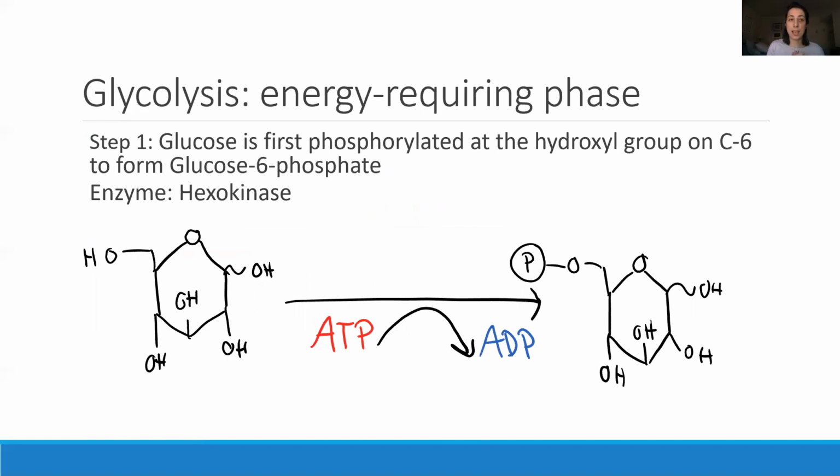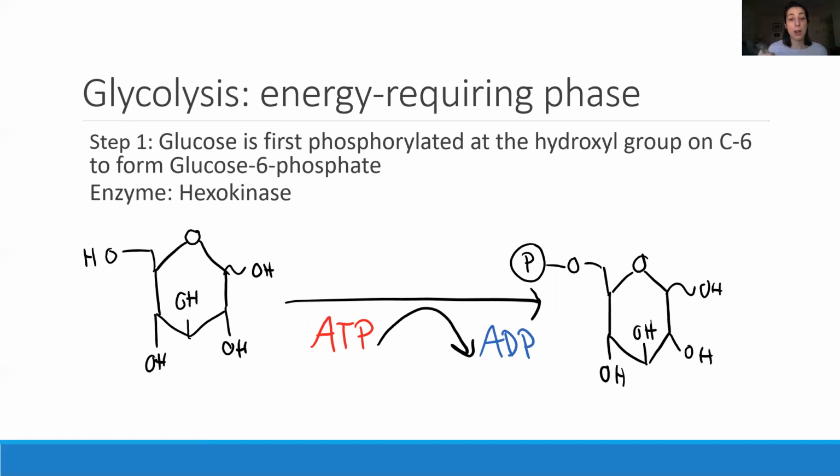The very first step of glycolysis as part of the energy requiring phase is to use ATP. So remember, we're going to use 2 ATP to start. So one of the first ATPs comes in here. We're going to utilize an ATP, and we're going to phosphorylate our sugar. Here is glucose. I've drawn glucose.